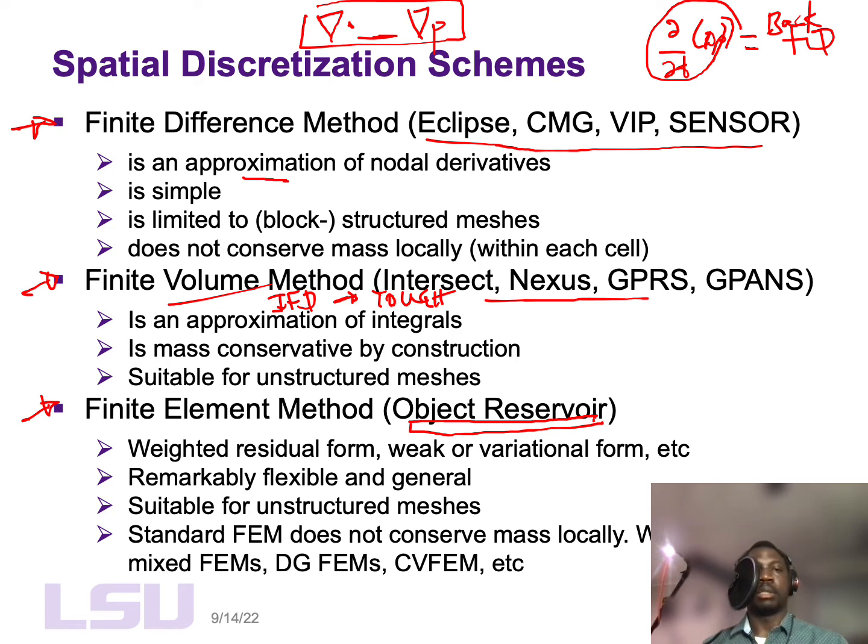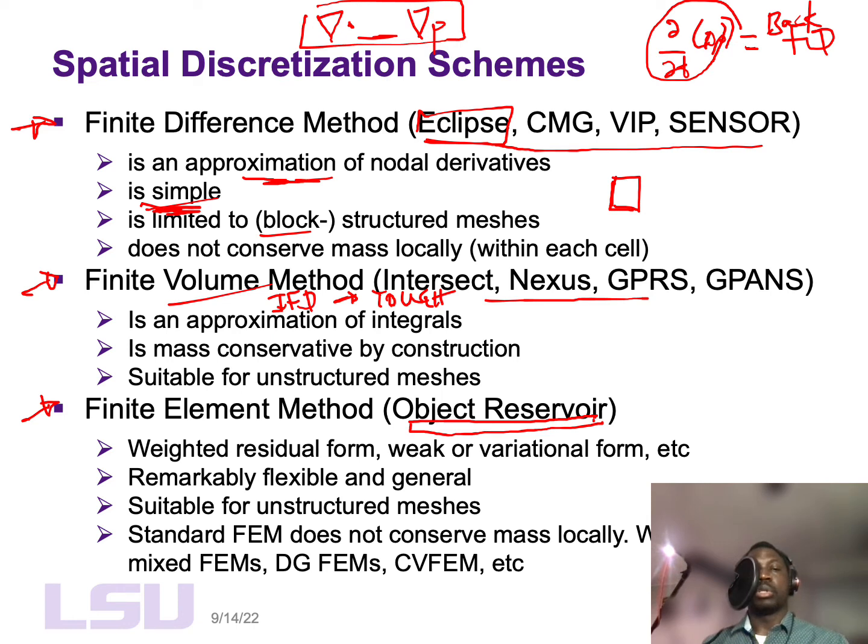Finite difference method is basically an approximation of nodal derivatives. It's simple. That was the most commonly used back in the day, but it is limited to block structured meshes. The blocks don't have to be completely cubic or cuboid. They can be flexible, as you have in corner point gridding. A perfect example of that is what you see in Eclipse, right? You can use corner point grids.